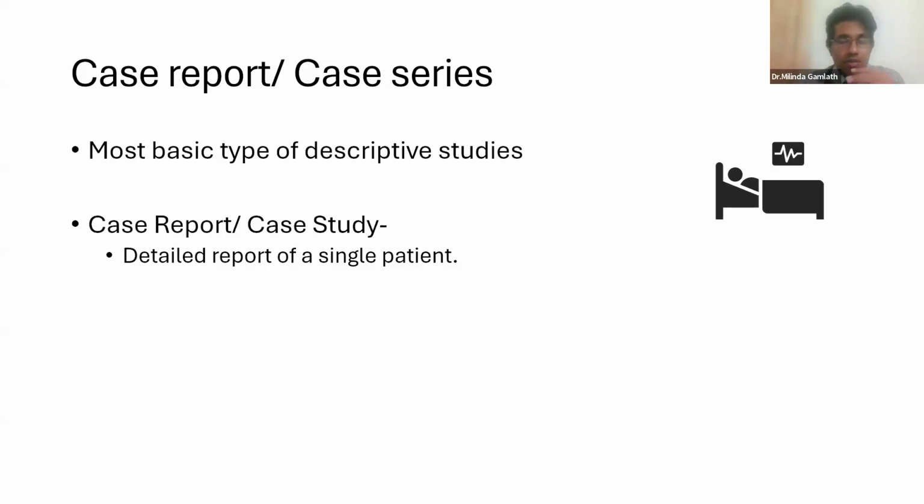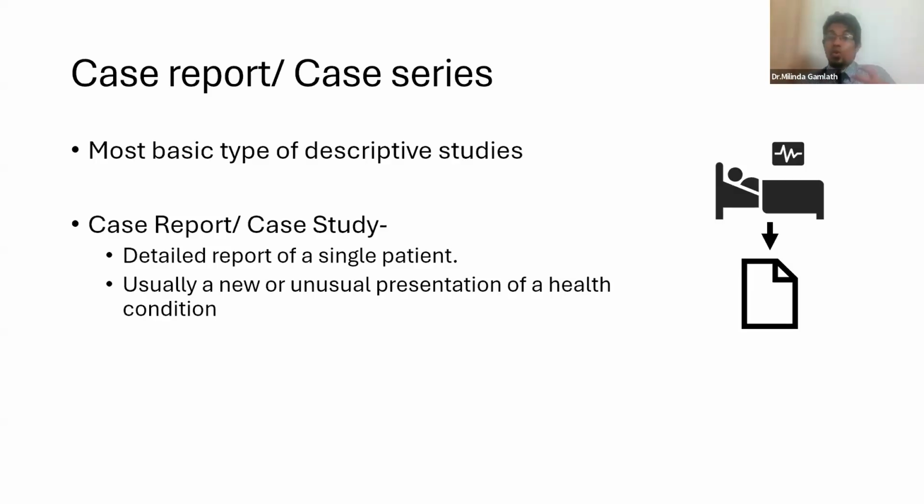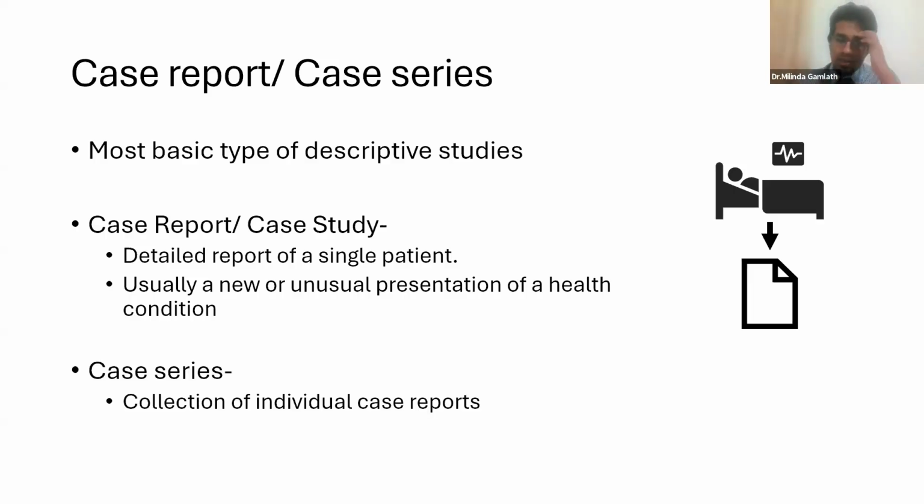What are the different investigations that were done? The pathological, the hematological investigations, the biopsies, then a detailed description of what happened to the patient, the management of the patient, and the final outcome of that patient. So a case report is a very detailed document on a single patient, and usually it's a new or unusual presentation of a disease condition. It's not something that is routine. We usually write case reports on unusual or new presentations. And a case series is basically a collection of individual case reports.